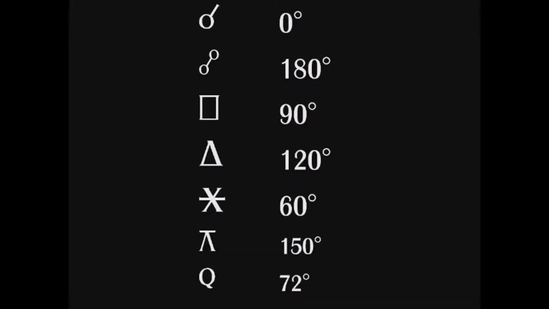But the ones that I personally like to stick with, and these are pretty standard, are the conjunctions, which form an angle of 0 degrees, opposition, 180 degrees, square, 90 degrees, trine, 120 degrees, sextile, 60 degrees, an inconjunct, also known as a quincunx, or it could be quincunx, not sure how to pronounce that one, which is 150 degrees, and quintile, which is 72 degrees.